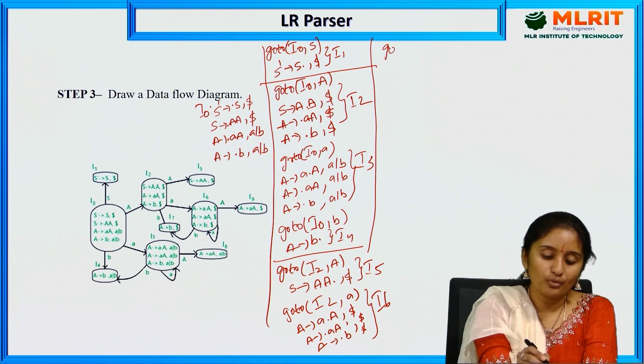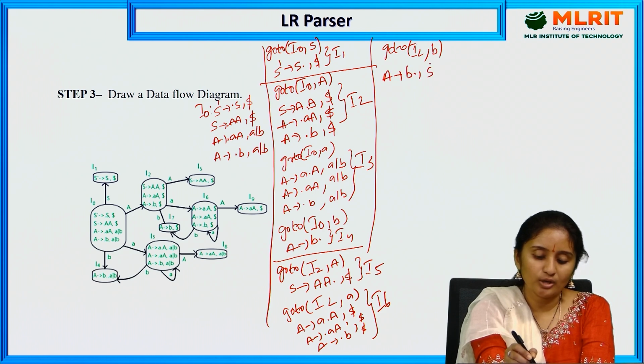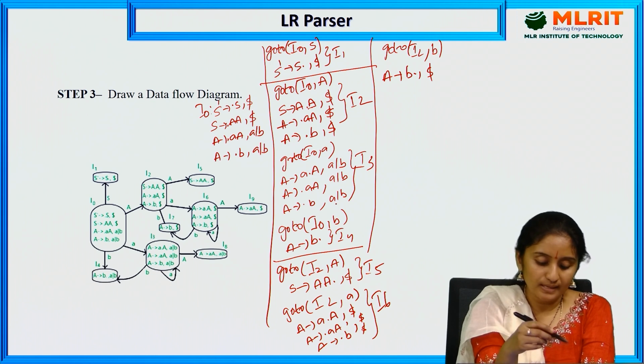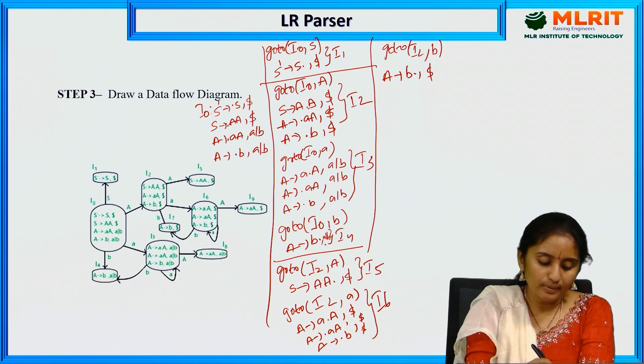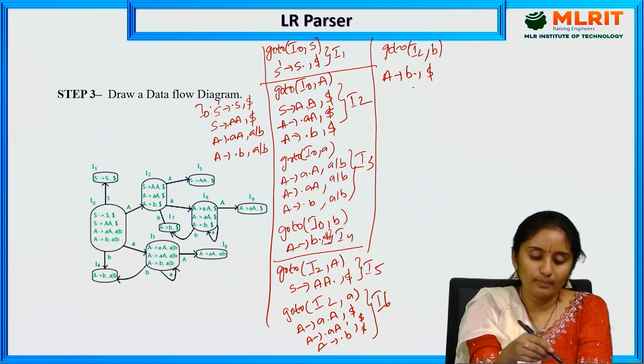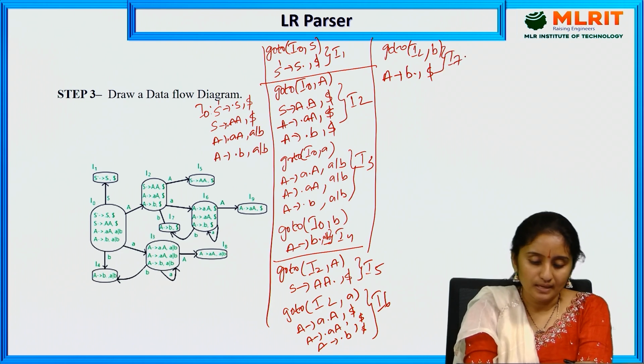Now go to I2 comma small b. So what are we going to have? A tends to b dot comma dollar. So what type of state? B dot is there. Here we didn't write b dot comma a by b. B dot is there, but the look aheads differ. Here a by b and here it is dollar. So it is I7.